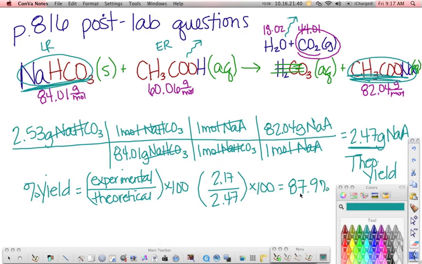And then number 2, what is the theoretical yield of CO2? So we're going to do this exact same thing, but at this point right here, when we convert from moles of sodium bicarbonate to moles of sodium acetate, we're actually going to convert this to moles of CO2. So I'm actually just going to erase this part.